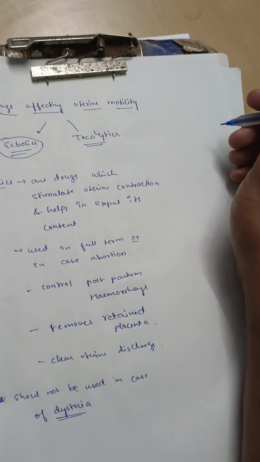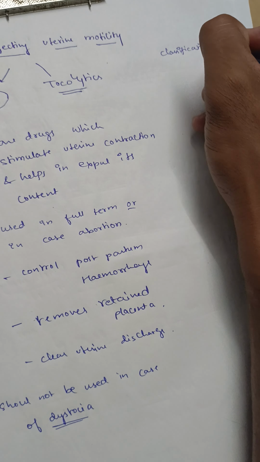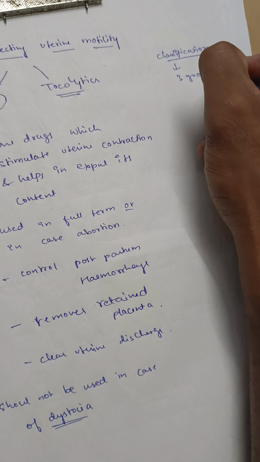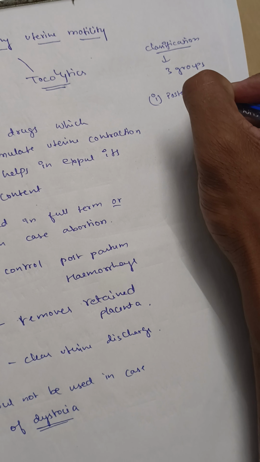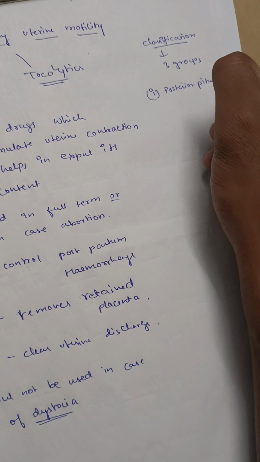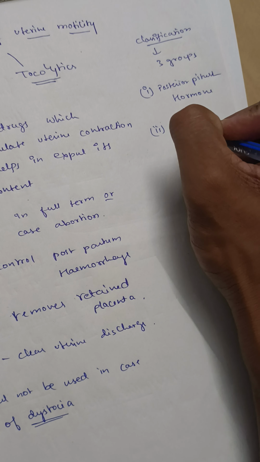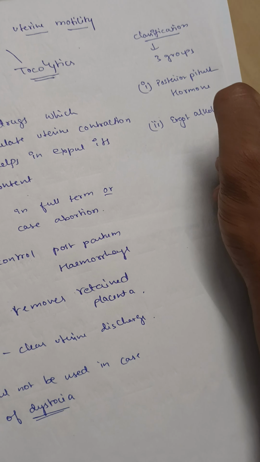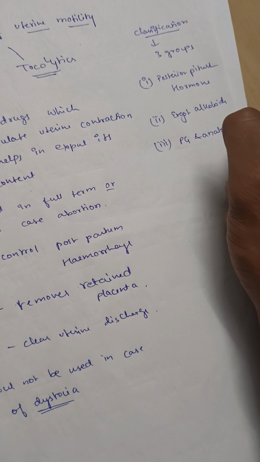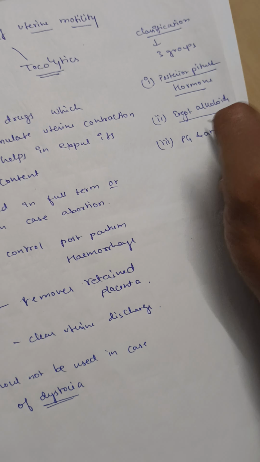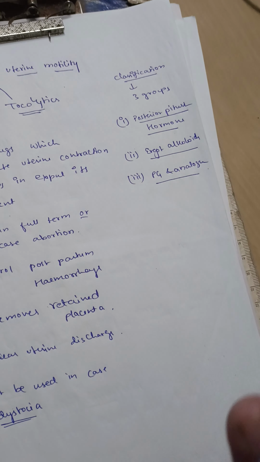Now we will classify this drug. These drugs are classified in three groups. Okay, three groups. These are, first, posterior pituitary hormone. Second is ergot alkaloids, and third one is prostaglandin and analogs. Posterior pituitary hormone, ergot alkaloid, prostaglandin and analog. These are the three groups of ecbolics.